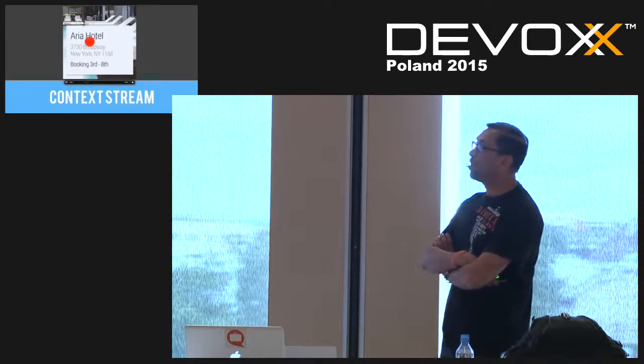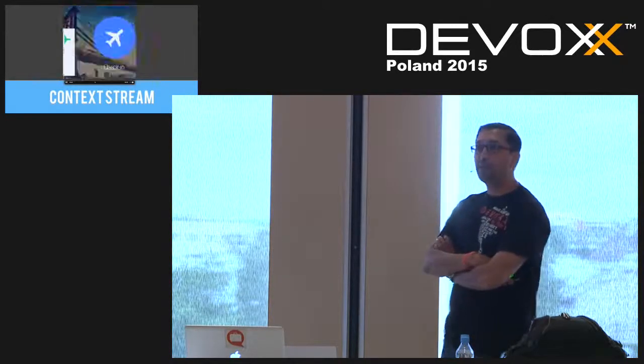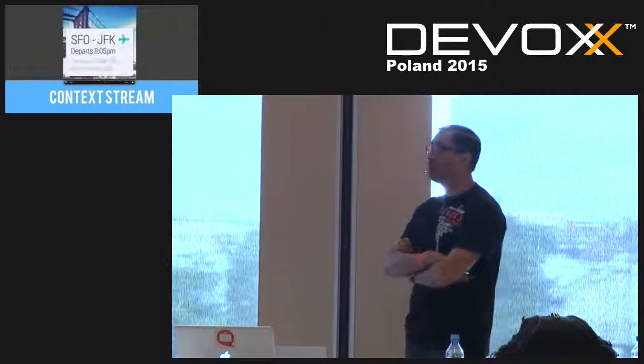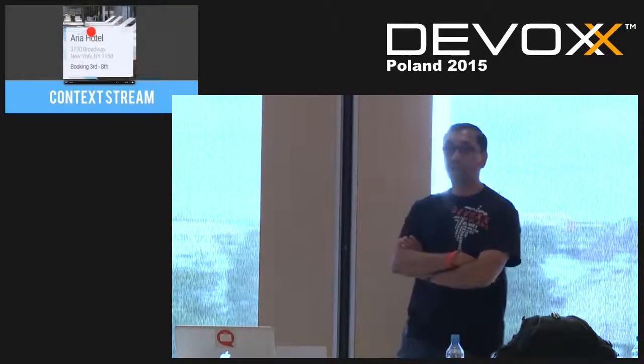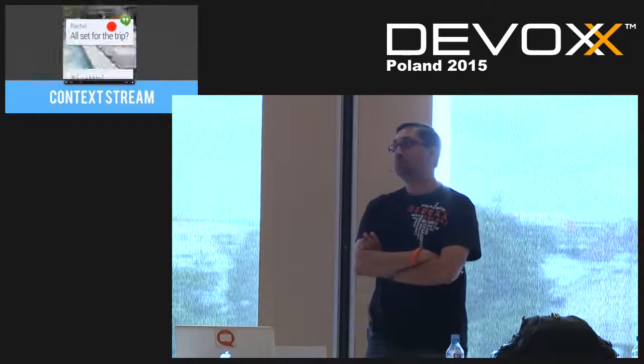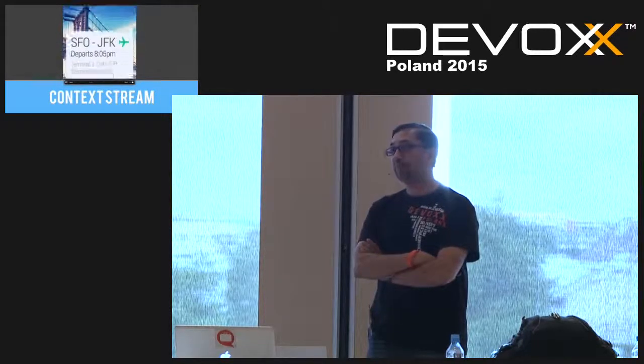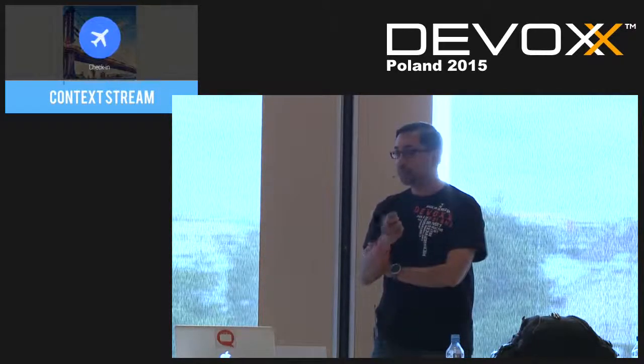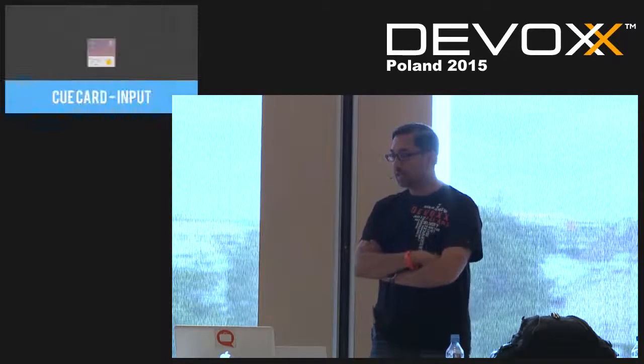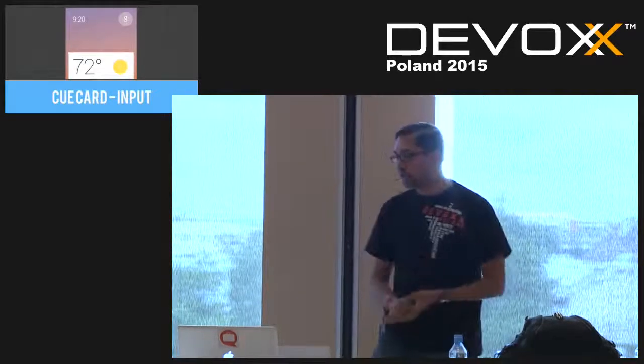So this is what we call a context stream. You scroll up and down to see the glances and notifications that are currently in context for whatever's going on at that point in time. Okay. Let's go to the next slide, and let's look at the cue card inputs.